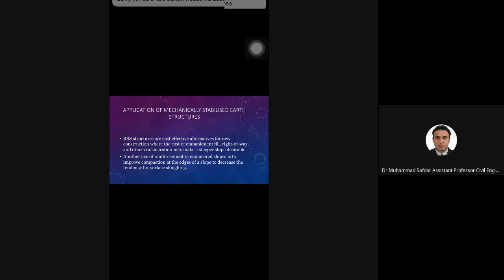Another use of reinforcement in an engineered slope is to improve the compaction at the edge of a slope to decrease the tendency for surface sloughing. This is the pictorial view of how the mechanical stabilization of the soil has been done. It's all from me. Thank you, sir.